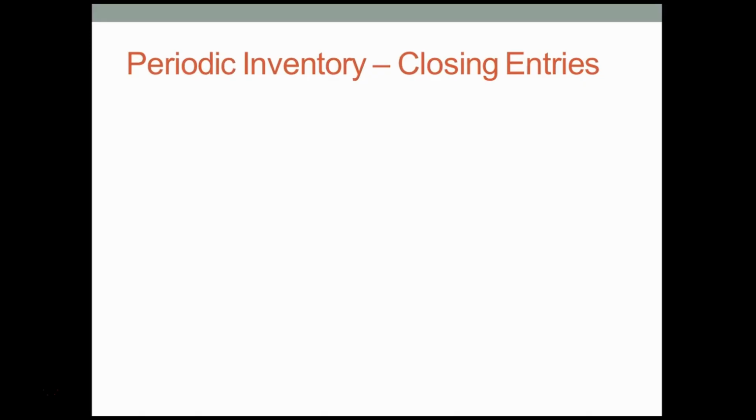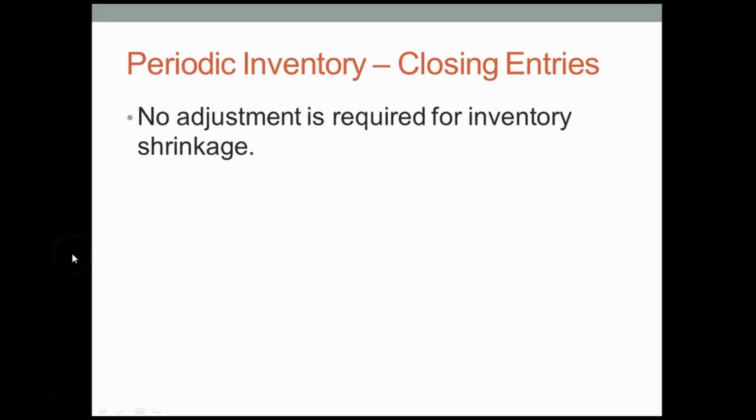And so at the end of the period in our periodic system, a couple of things will happen. There's no adjustment required for inventory shrinkage because we're going to do a physical count of the inventory at the end of the period. So our balance sheet for merchandise inventory will be determined when we do our physical count, because remember, under the periodic inventory system, we must do a physical count at the end of the period, and we will use that number as our inventory balance at the end of the period.